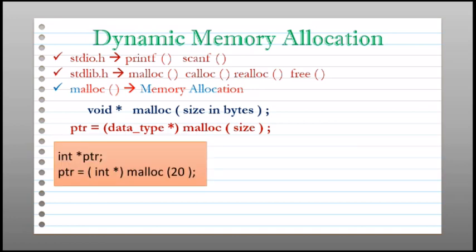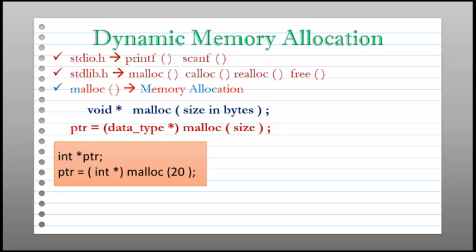So here we have declared one pointer variable of type integer. Then by using the malloc function, we will allocate a block of memory. We have written 20 in the brackets. That means malloc will allocate a 20-byte block in memory.